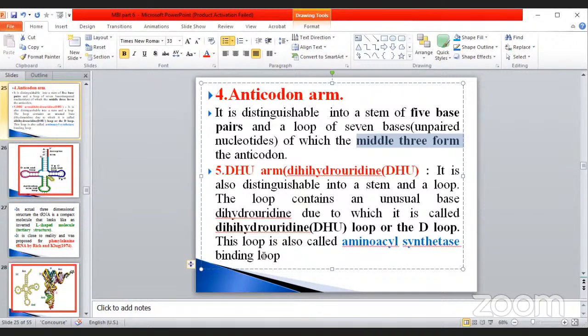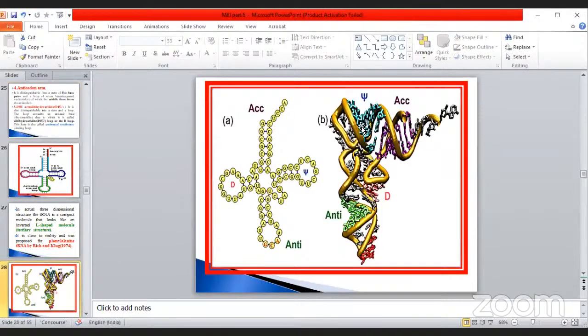Don't forget, my dear students, each and every arm has its own specific sequence and number of nucleotides as well as different functions. So don't forget, see that one. So this is the structure. This one is called D shaped, this one is called L shaped. Different types of tRNA molecules are there. This is normally, but the structure is ACC, the acceptor arm site. This is also an acceptor site type.